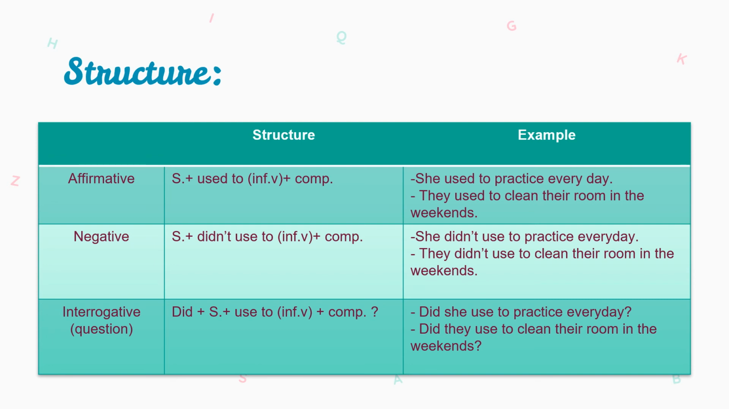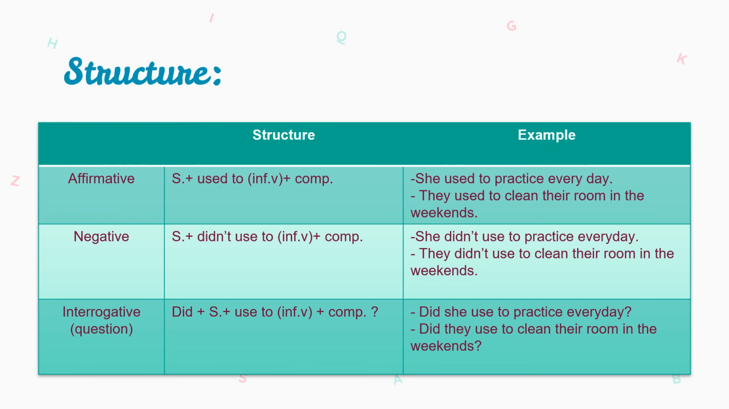We are going to use used to with the infinitive form of the verb. But about negative sentence, we are going to add not to the verb. We are going to use didn't use to. As I told you, when we want to change a sentence in the past into the negative, we are going to use did plus not. So subject didn't use to with the infinitive form of the verb plus the complement. So let's take a look at the examples. She didn't use, pay attention that it is use without ed. She didn't use to practice every day. They didn't use to clean their room in the weekends.